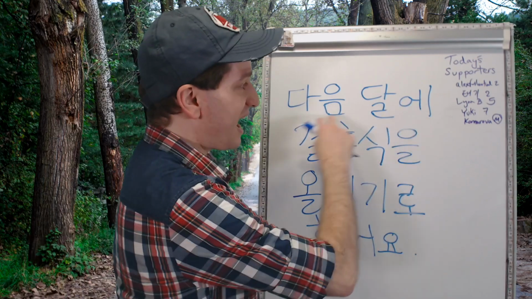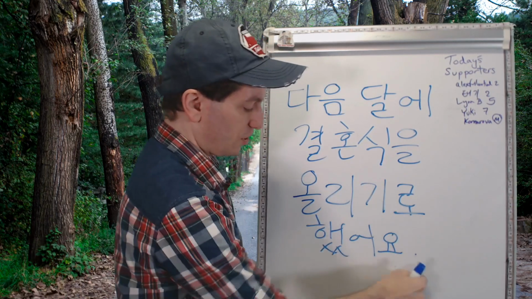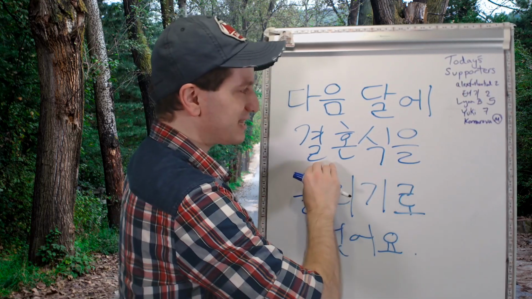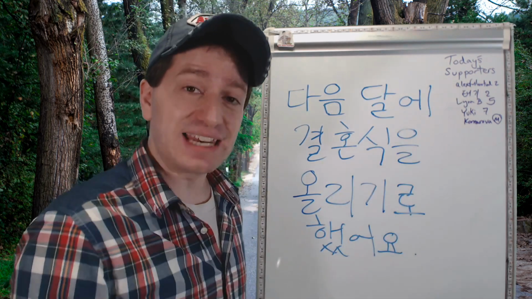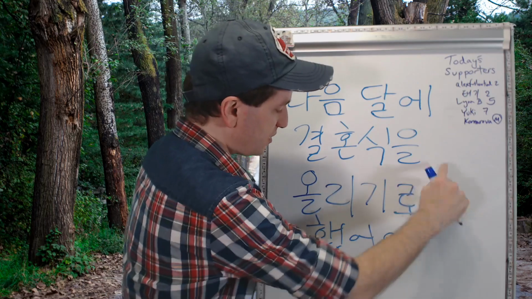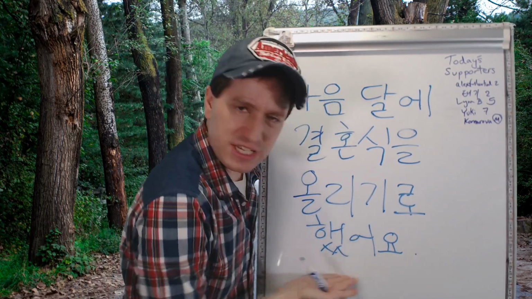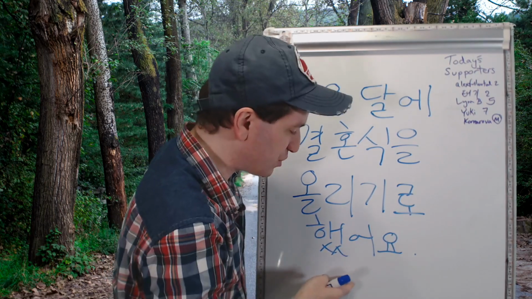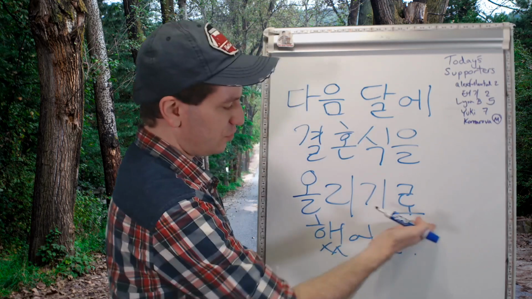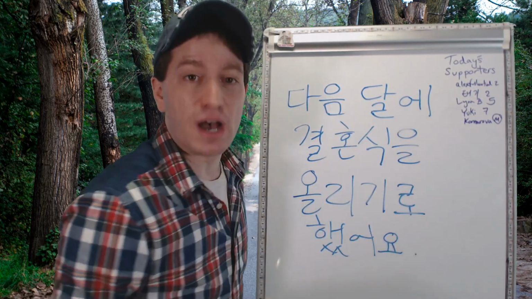다음 달에, next month, 결혼식을, a wedding ceremony, 올리기로 했어요. We decided to hold a wedding ceremony next month. We decided to hold our wedding next month. 다음 달에 결혼식을 올리기로 했어요. So we decided to, we promised to, we agreed to, we resolved to. 다음 달에 결혼식을 올리기로 했어요. So they decided to, or we decided to, hold our wedding ceremony next month.